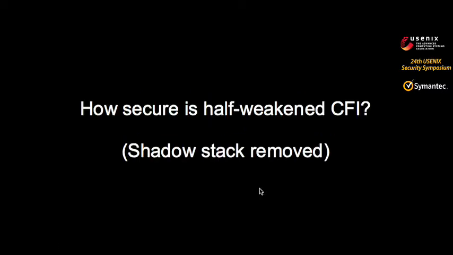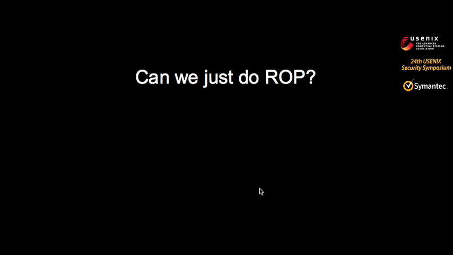So the first question I want to ask, how secure is half-weakened CFI where we've taken off the shadow stack, but we have the most precise control flow graph we could have? So you may ask, well, can we just do return-oriented programming? Previous attacks on CFI schemes have basically shown how you can do ROP in the presence of CFI. And we tried this, we tried pretty hard, and turns out we couldn't. Now, it doesn't mean you can't. Someone may be able to, but we tried relatively hard and we weren't able to.